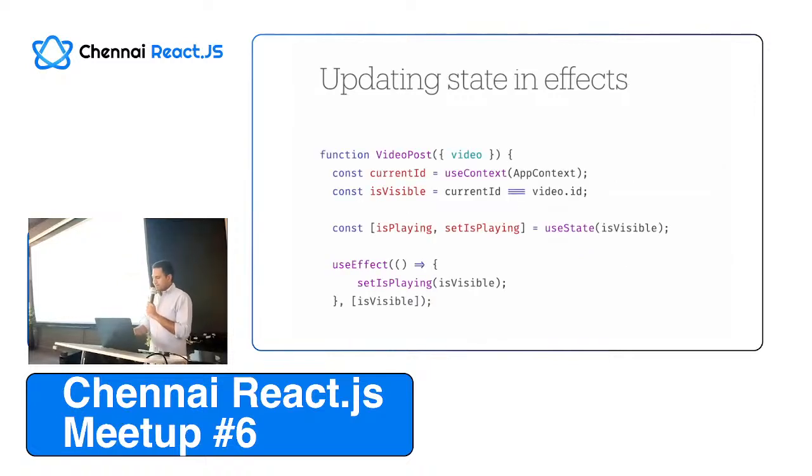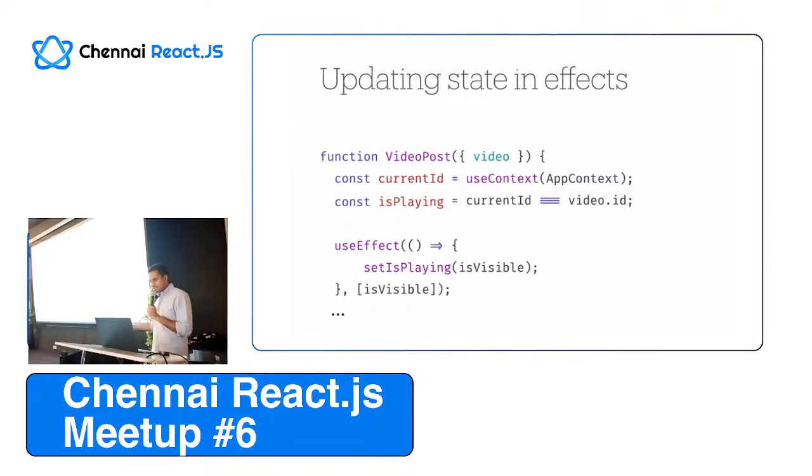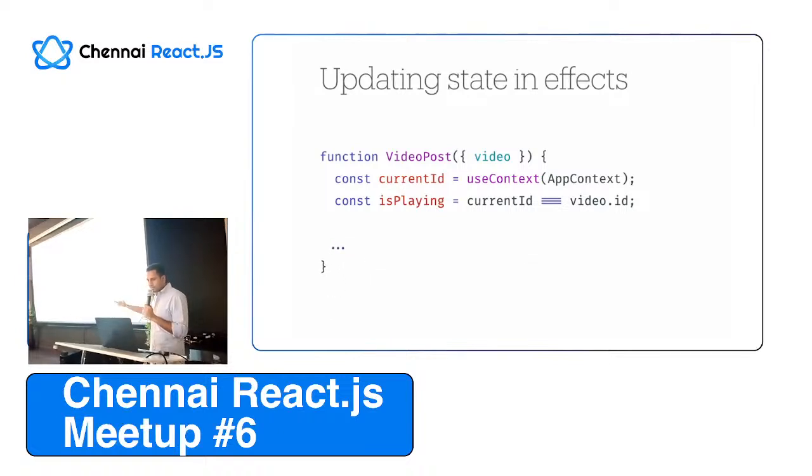So going back to our example, we can just delete that state and just use that value, because as long as props and context change, this component will re-render, is visible will change, is playing will also change. So now we don't actually need is visible, we can just use is playing, and now we also don't need the effect. So your component code is now very straightforward. There's no need to have state at all. So if you have effects and you are setting state in an effect, think about, is this actually necessary? That's another code smell: don't set state in effects.